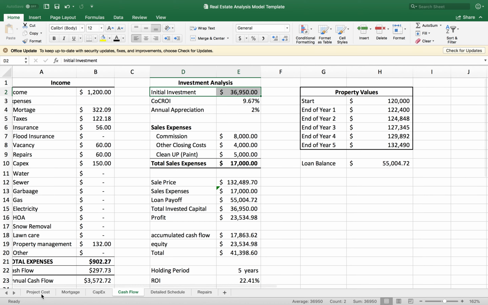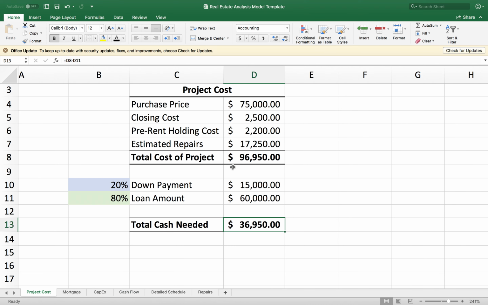I'm going to go over to my project cost tab, and this is basically a breakdown of the real estate property that I bought, or for example, the one that you bought. Let's say we paid a total of $75,000 for the purchase price of the property. It cost us $2,500 of closing costs and $2,200 of pre-rent holding costs. This is basically to account for any possible vacancy that can occur from the time of the purchase to the time that you lease to a tenant. The next item we factored for was estimated repairs of $17,250.